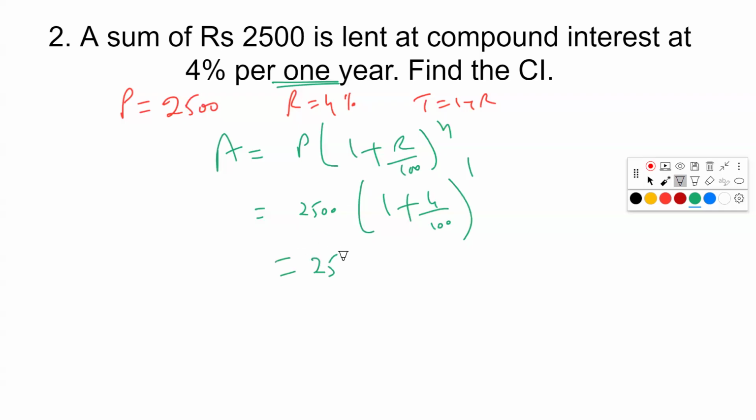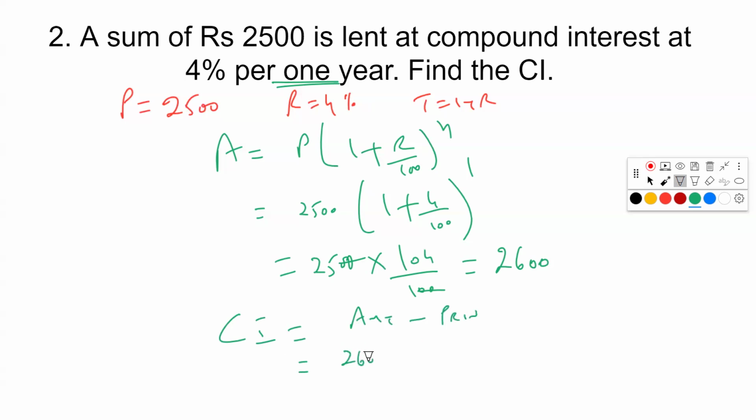So 2,500 into 104 by 100. Two zeros I cancel out. 25 into 4 is 100, so you get 2,600 as the amount. What is compound interest then? Amount minus principal. So 2,600 minus 2,500, which is equal to 100.